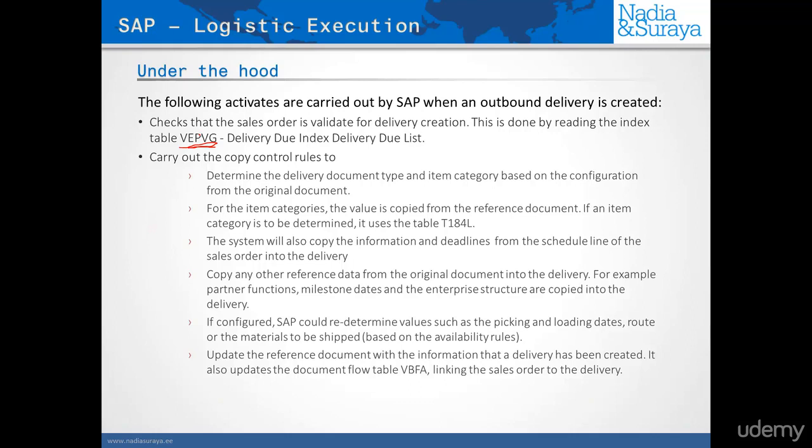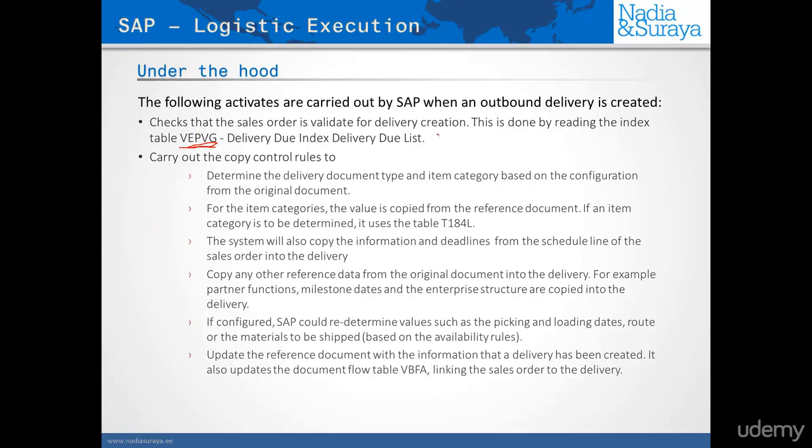So that is why sometimes, if you think that this delivery is not there or it's not being selected via the delivery due list, do a quick search in the table VEPVG, it's the index table, and see if your delivery is in that table. If the delivery is in that table, then your selection was wrong. If the delivery is not in that table, then there is a rule that's stopping SAP saying that that sales order is now relevant for delivery. So that's a tip for you.